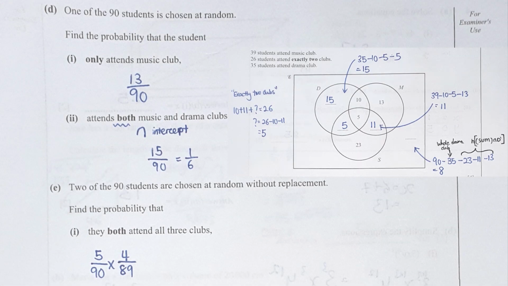For section D, 90 students were chosen at random. Find those who only attend music club. So music club only is 13, so 13 divided by 90 will be your answer. As for the next one, attended both music and drama club. So this one will be the intersection. So 15 over 90 will get you the simplest form of 1 over 6.